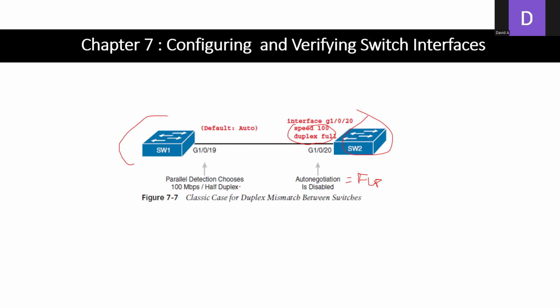Cisco recommends that, to not have that parallel detection condition come into effect, you make sure you configure your speeds and duplex manually on both sides, or you just leave auto negotiation on for both sides.